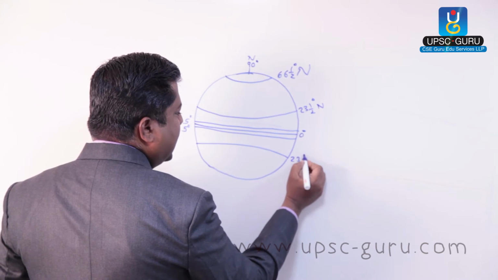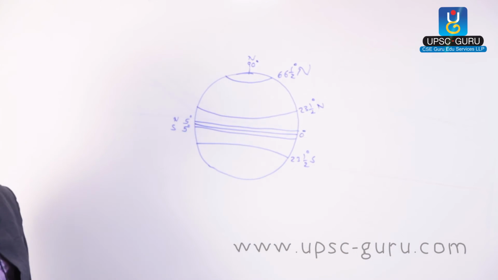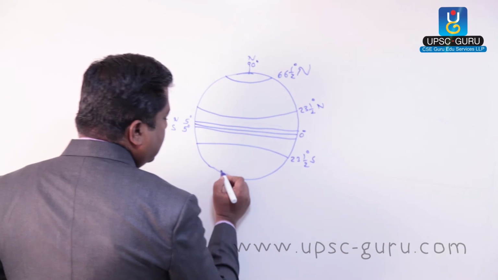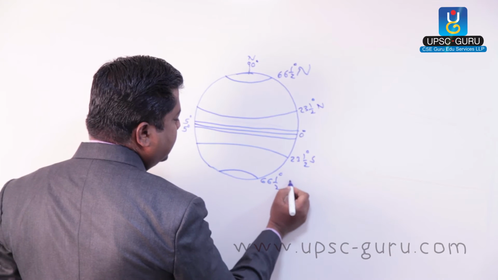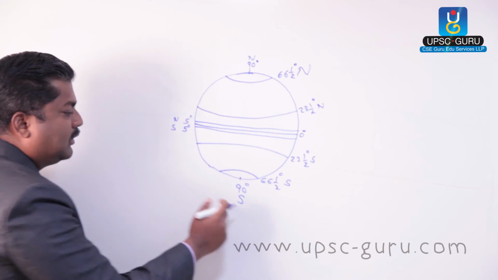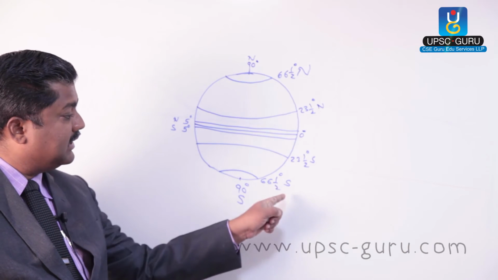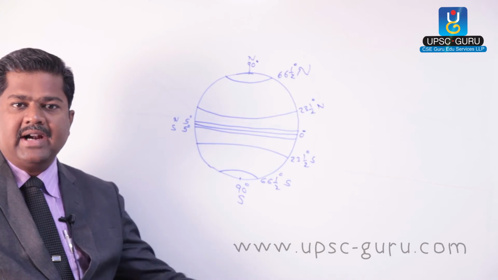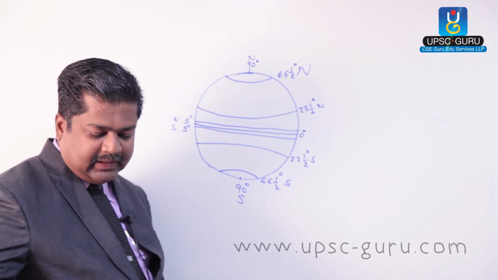Then 23.5 south, that is Tropic of Capricorn. And last, 66.5 degrees south and 90 degree south, this is South Pole, where this is Antarctic Circle. This is called Arctic Circle, therefore this is called anti-Arctic. So Antarctic Circle. So these lines are there.